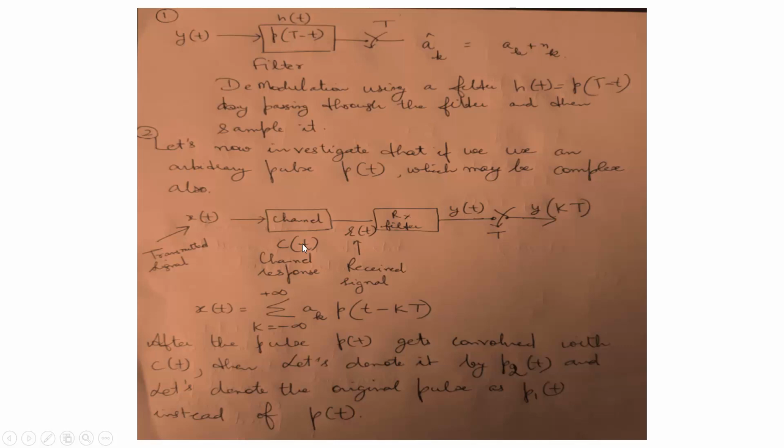Now, this block diagram that I'm coming to is a very fundamental and very important block diagram. So we must understand this block diagram thoroughly. Let us now investigate what happens if we use an arbitrary pulse p(t). What is the meaning of arbitrary pulse? It can be a rectangular pulse, it can be a sinusoid, any shape of pulse we are taking. That we call p(t).